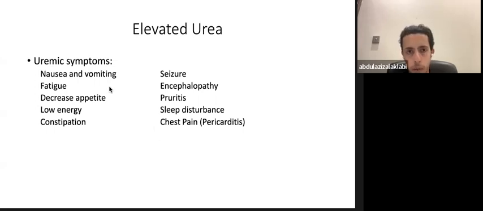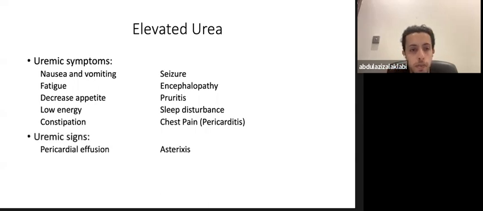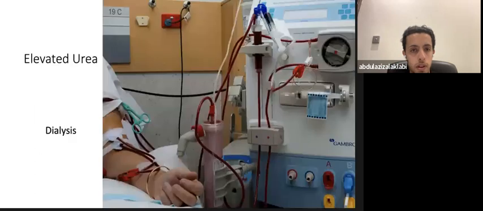And when you see these symptoms in a patient, you want to order the different investigations to rule out renal failure. Now, the treatment is dialysis. So you're filtering the kidney, you're doing the kidney's job. You're filtering the blood for the kidney. And that's simply what dialysis is.